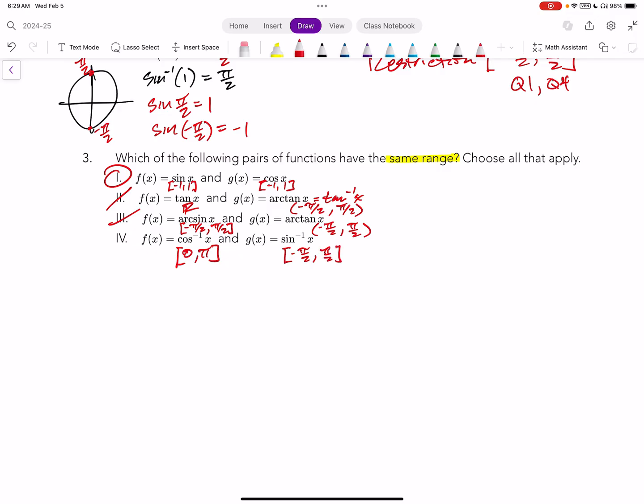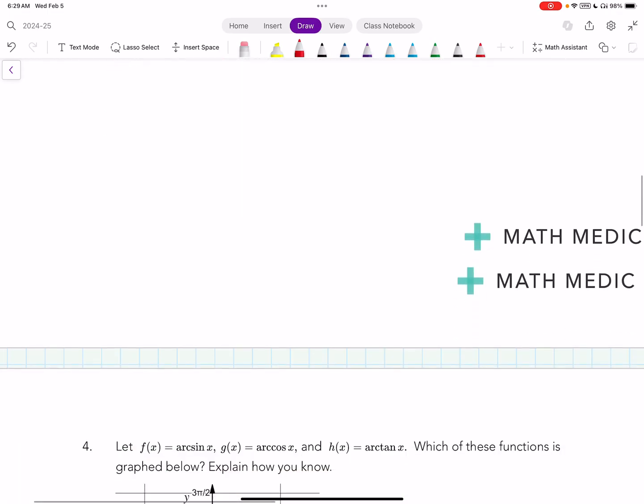So if you just know your basics of each one of these, you just analyze each one, select the ones that make sense, and discard the ones that don't. Okay, so only A in this case.